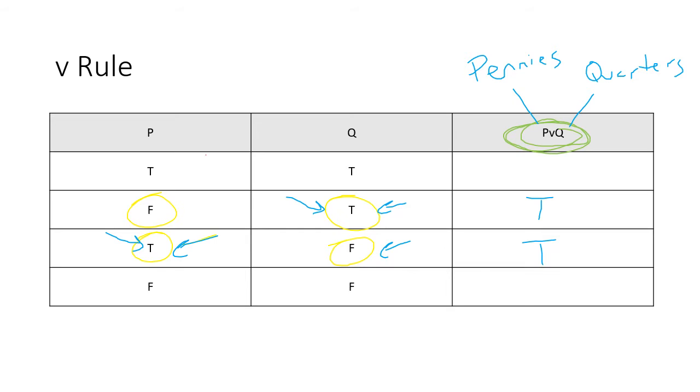Now here, in this bottom one, they're both false. So if I were to say I have either pennies or quarters, and it's false that I have pennies and it's false that I have quarters, that means it's got to be false because I don't have either one of them. One of them has to be true for it to be true.